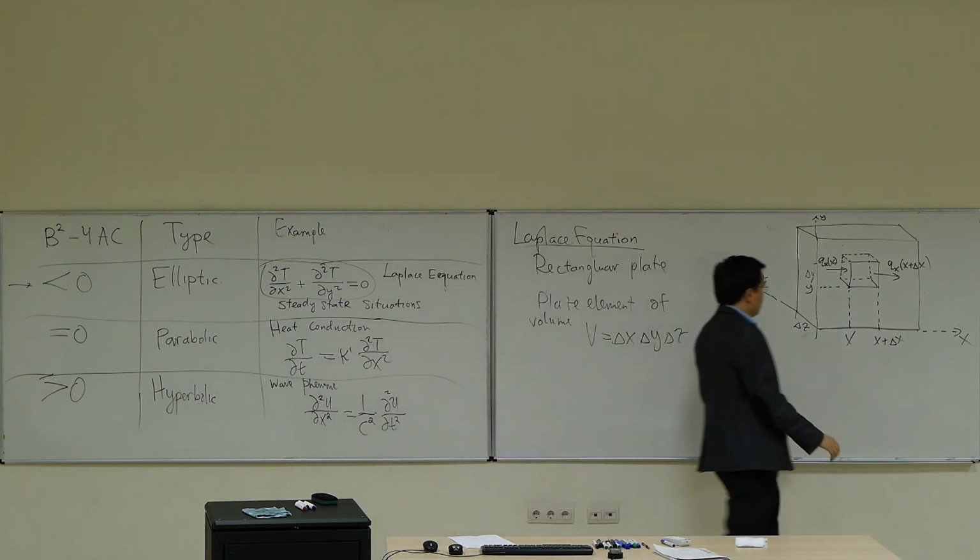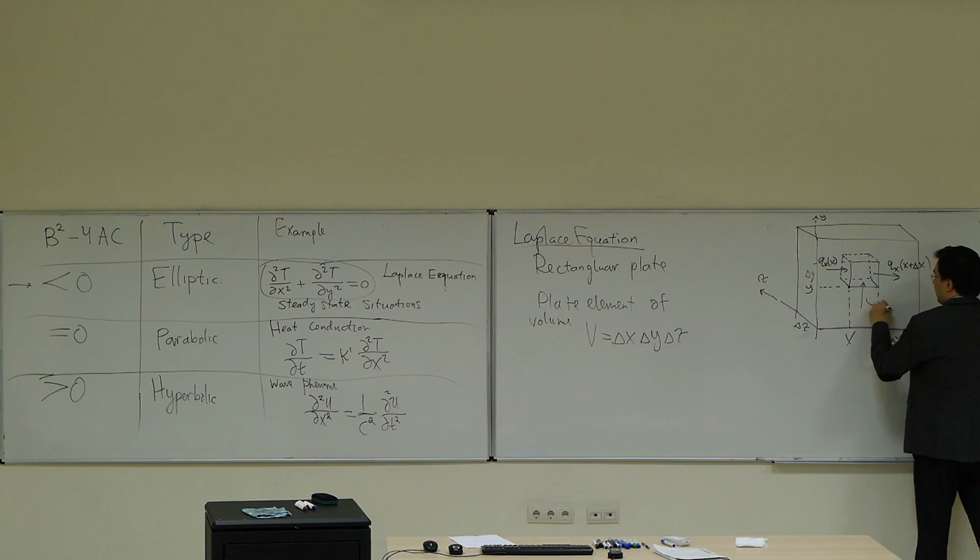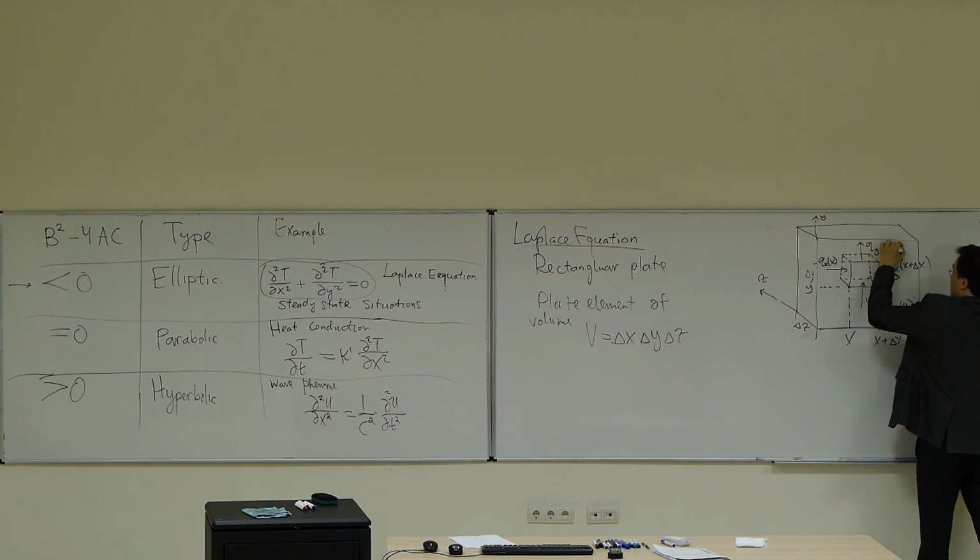Now let's look at the vertical direction. There can be heat coming in. Let's call it qy at y, and there can be heat going out. Let's call it qy at y plus delta y.